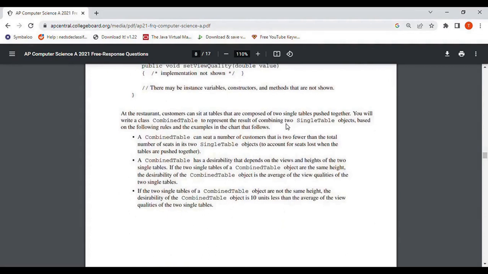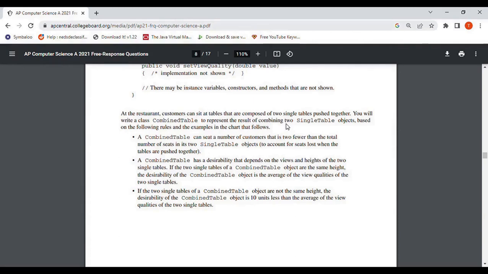At the restaurant, customers consider tables that are composed of two single tables pushed together. You're writing the class CombinedTable to represent the result of combining two SingleTable objects. A combined table can seat a number of customers that is 2 fewer than the total number of seats in its two SingleTable objects.